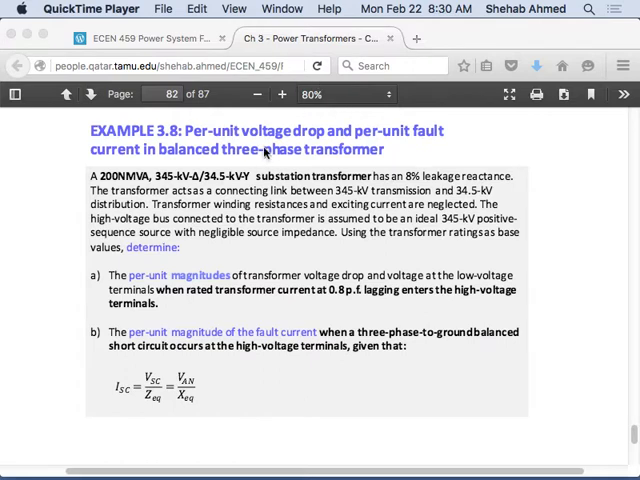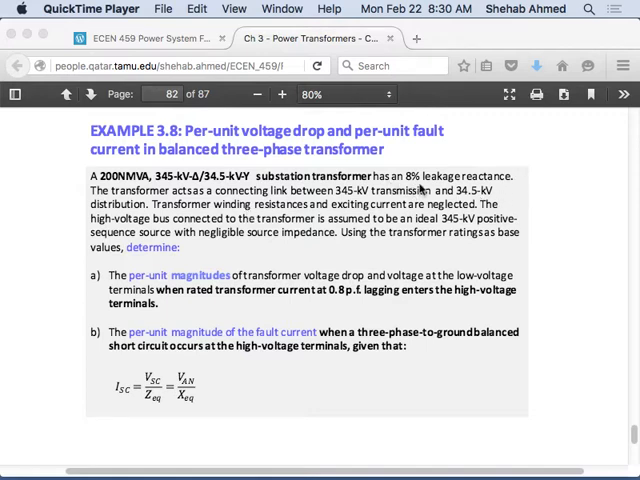So here's another example. All we've been doing is examples, really. We have a 200 megavolt ampere, 345 kilovolt to 34.5 kilovolt transformer. This is a full three-phase transformer. They're not giving you the ratings of each single-phase transformer. They're giving you the rating of the three-phase transformer.